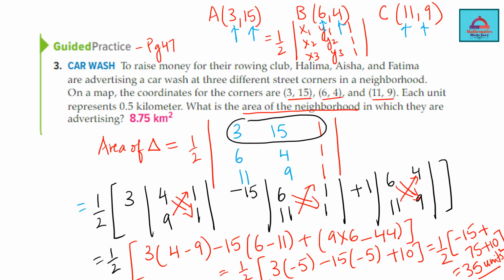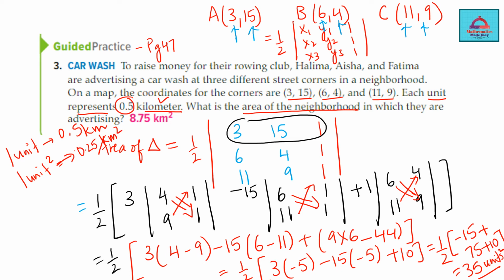Now you are given something more. What is that? Each unit represents 0.5 kilometer. So the area that you need to give should be in the units of kilometer square. Okay, so I will write here the unit for conversion. 1 unit is how much? 0.5 kilometer. And how many units did you get here? 35 units. So let's see how it is going to change. That means 1 unit square is going to represent how much? It is going to be the square, 0.5 multiplied with 0.5, so it is going to represent 0.25 kilometers square.